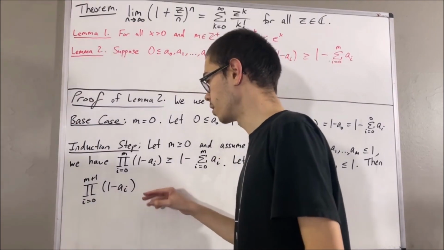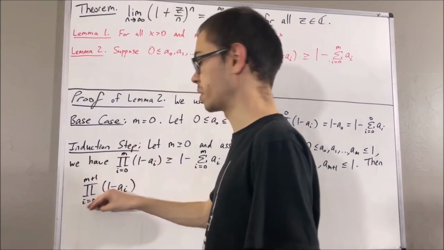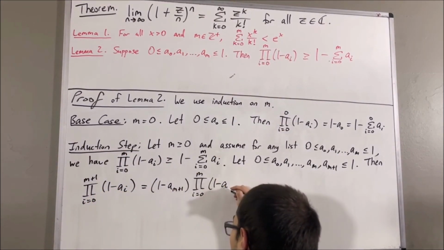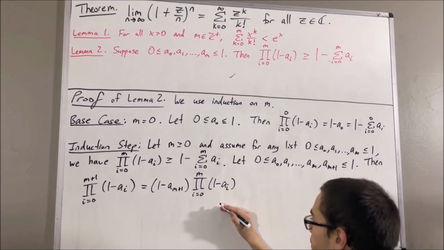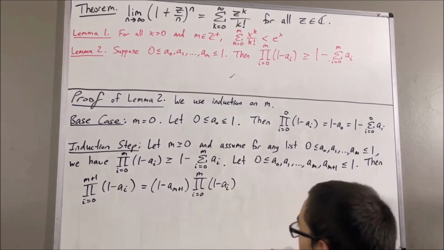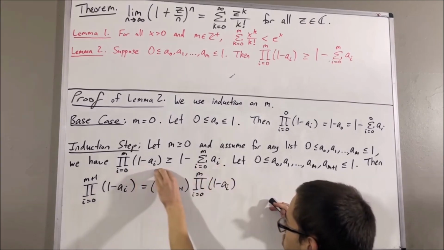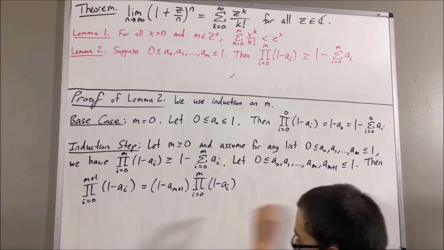Now to start, if we pull away the n plus 1th term of this product, we have this, but then we know by the induction hypothesis that this inequality is true. So let me just write this inequality down here.